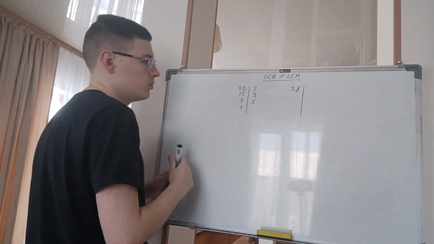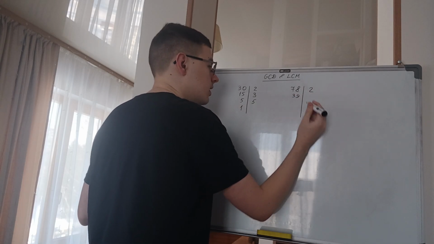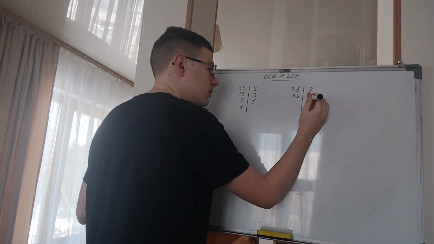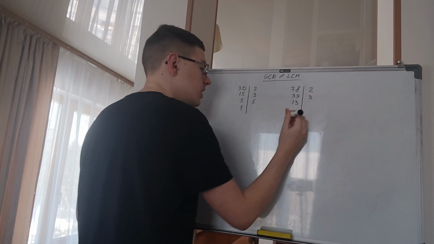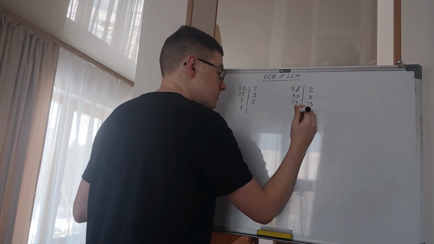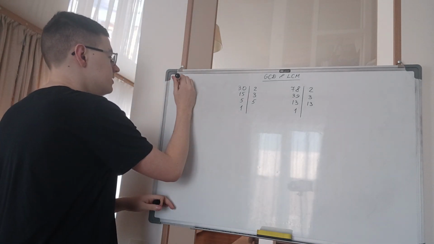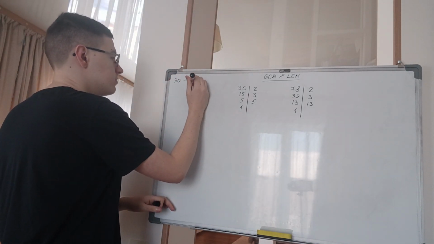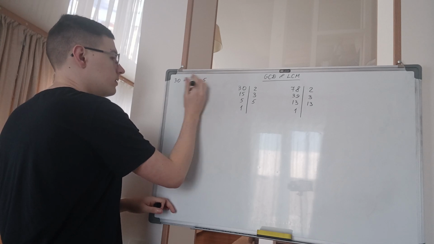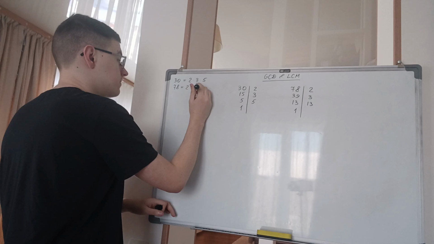The same situation with 78. So 78 we divide by 2, we get 39. Then we divide by 3, we get 13. And since 13 is prime, we just write 13. Okay, so we received the prime multipliers of both of these numbers.